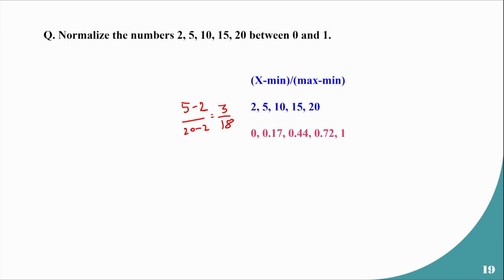0, 0.17, 0.44, 0.72, and 1. And here you have the normalized set of scores. So using this formula, you might remember this one. If you are asked to normalize between 0 and 1, you can use this formula. Okay.